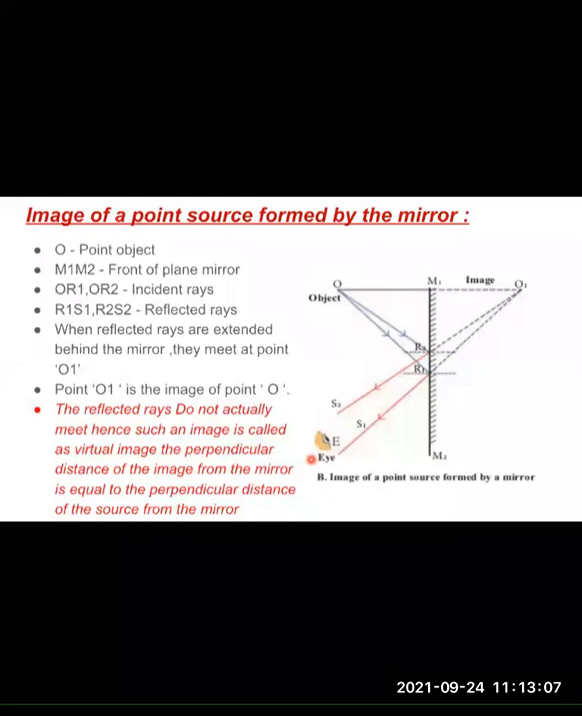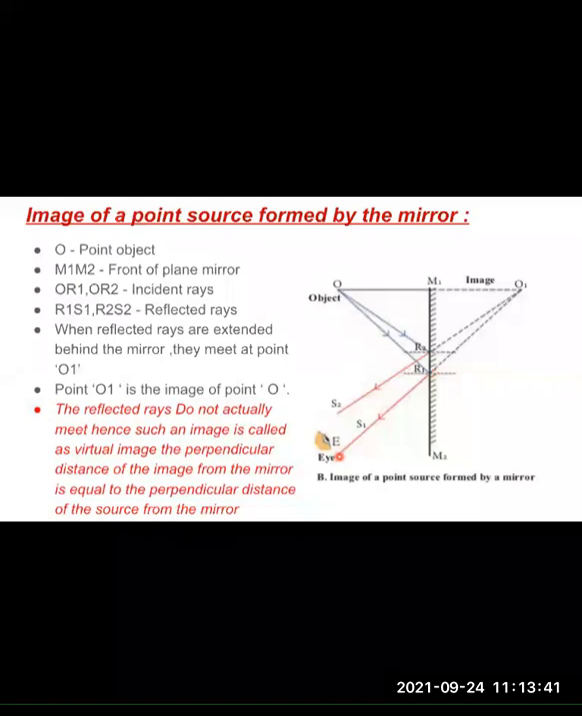Now what happens, see. A point source is a source which is pointed. You can take a laser light point source and place it in front of a mirror. Now it starts emitting light. So the incident ray is OR1 over here, which is incident on the shiny surface of the mirror. It gets reflected as R1S1 and it ultimately reaches our eye.